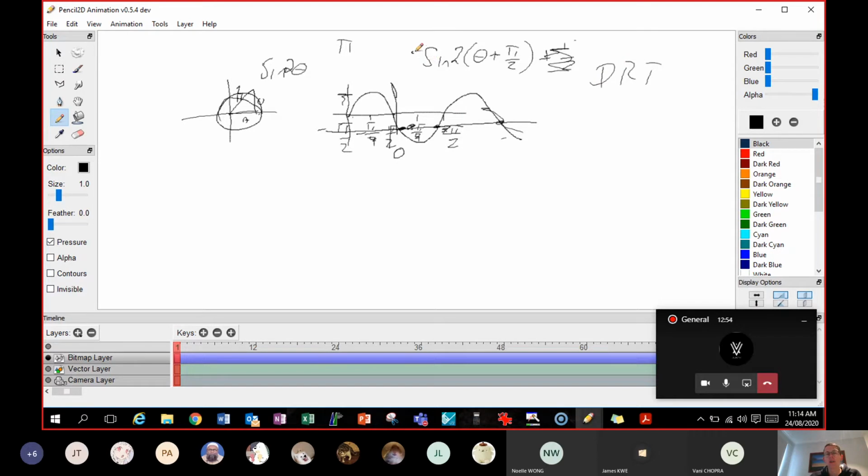Even if you had an amplitude, it wouldn't matter because you can still find the coordinates of those. If I put a 3 out here, instead of that being 1, it's going to be 3. So you've got your dilation from the y-axis, your dilation from the x-axis, and your translation in the x-axis. Translation in the y-axis is a bit different.